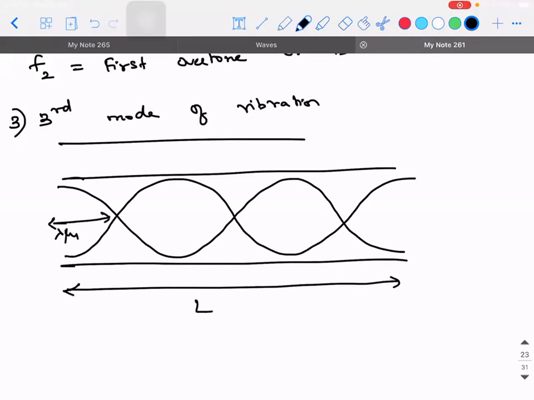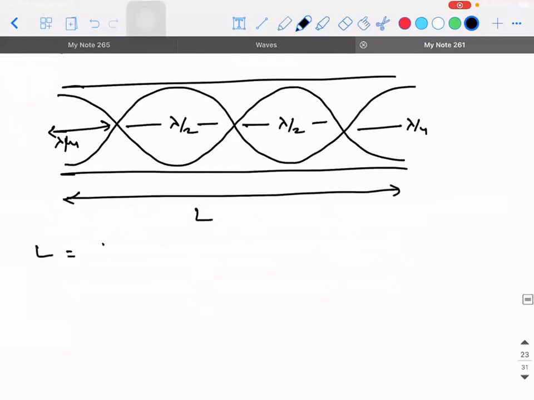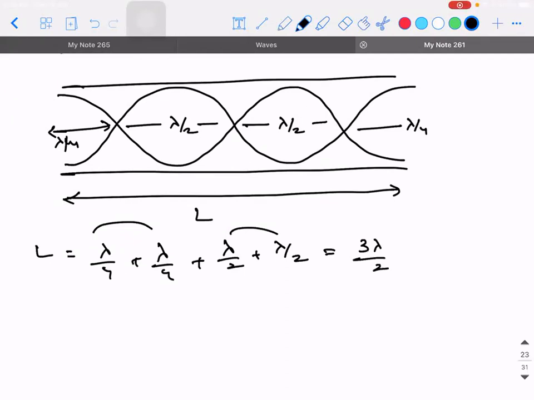Lambda by 4, lambda by 2, lambda by 2, lambda by 4. So what is going to be the total length? That is lambda by 4 plus lambda by 4 plus lambda by 2 plus lambda by 2. How much is this? Lambda by 2 plus lambda by 2 is lambda. Lambda by 4 plus lambda by 4 is lambda by 2. Lambda plus lambda by 2 is 3 lambda by 2, which implies lambda is equal to 2L divided by 3.